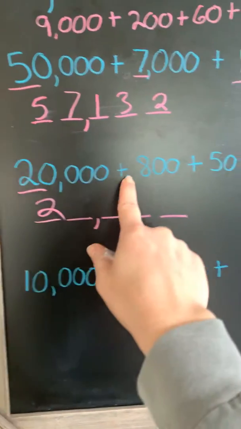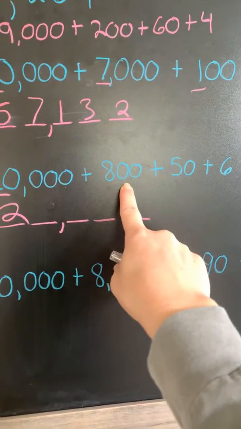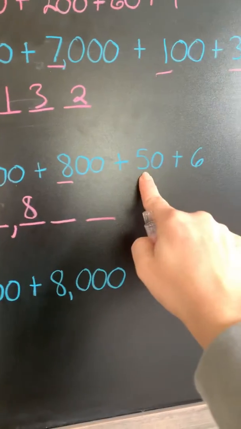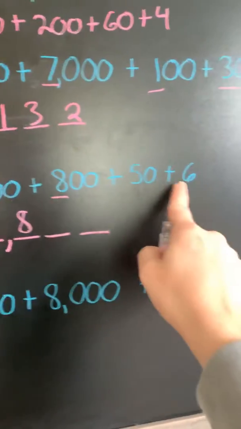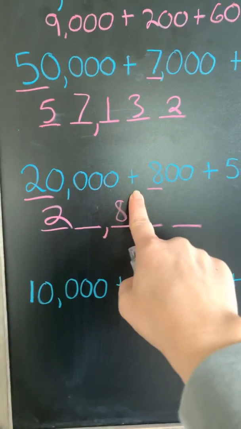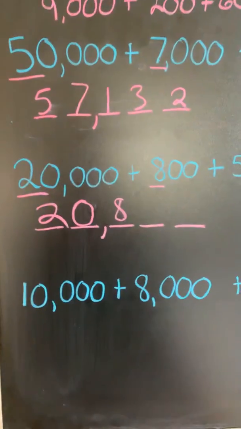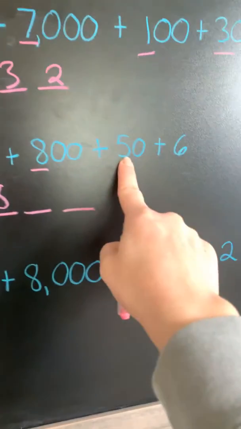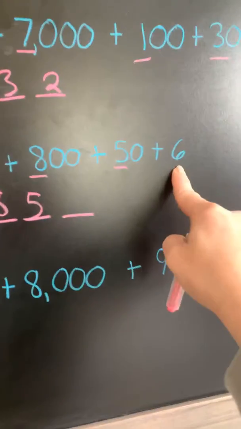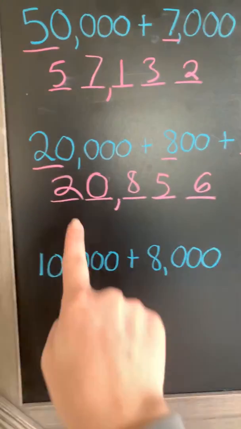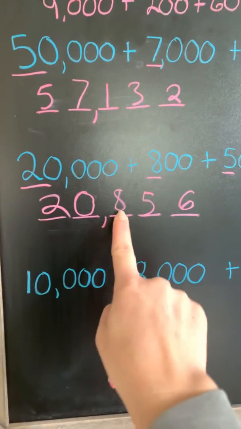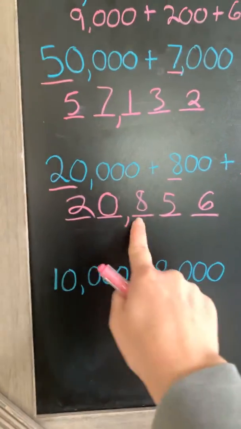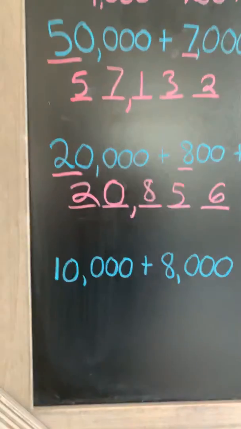Next, I need my thousands. Oh, but look right here. That's 800. 0, 0, 8. So do I have any thousands? It goes to the tens and then to the ones. I don't have any thousands, so I'm just going to put a 0 right there. So 20,000 plus 800 plus 50, there's my tens, plus 6 is in standard form 20,856.